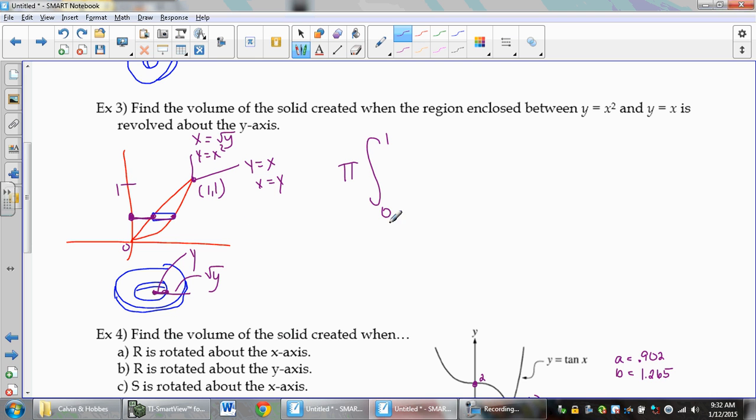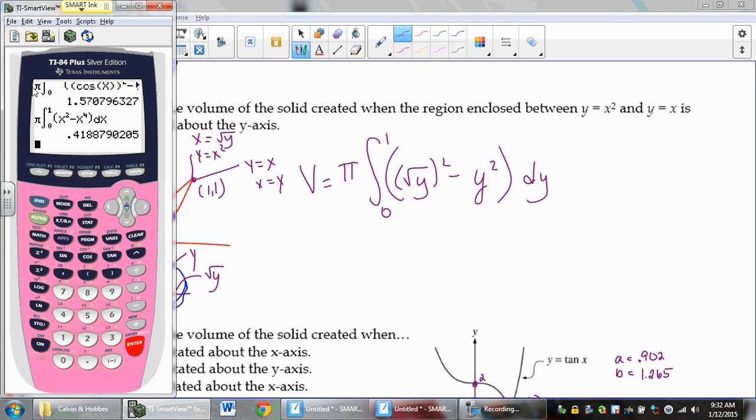So that's a 1. Pi times the integral from 0 to 1 of outer radius squared minus inner radius squared. And that is your volume now. So very quickly, let's see how much that differs from the other one. I'm just going to use everything from the other one anyway because my bounds are the same.